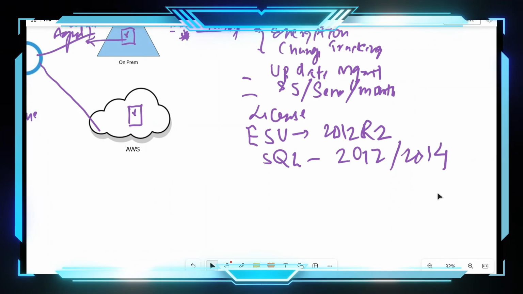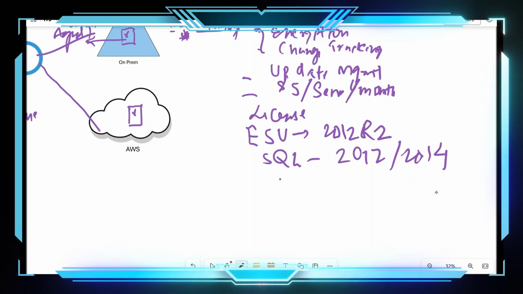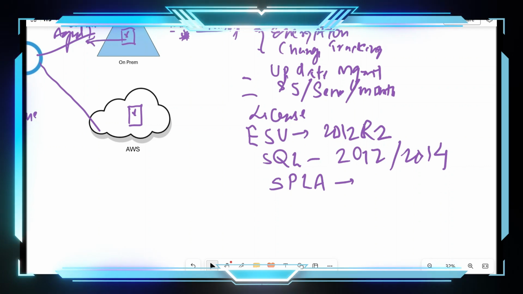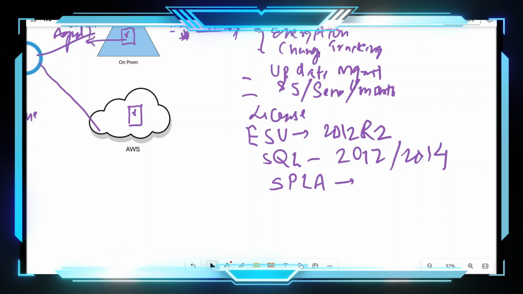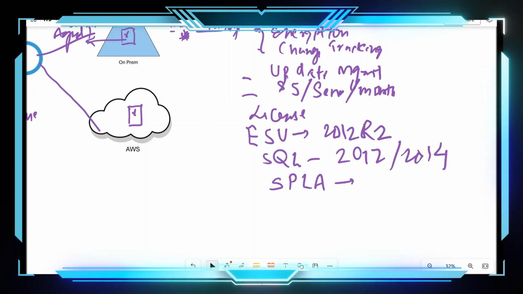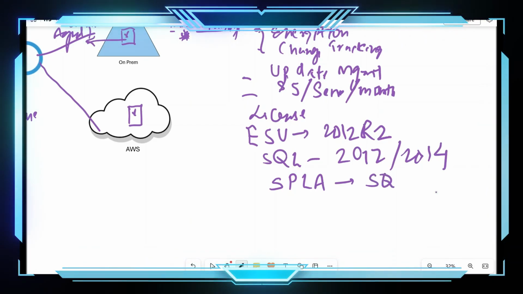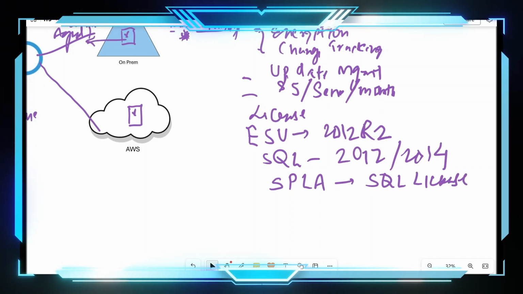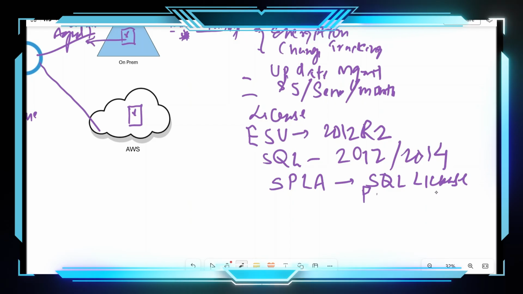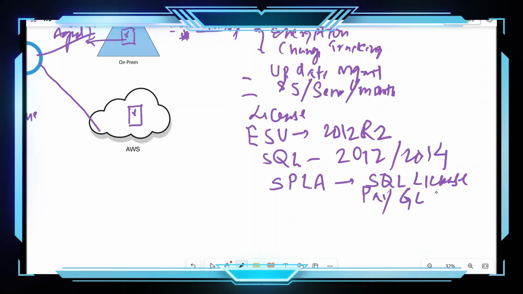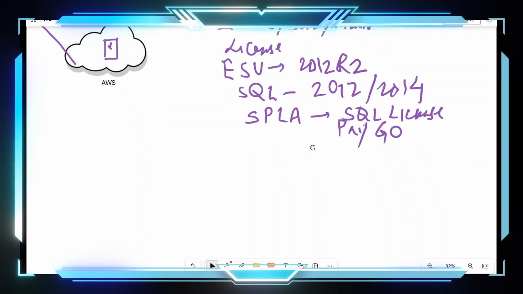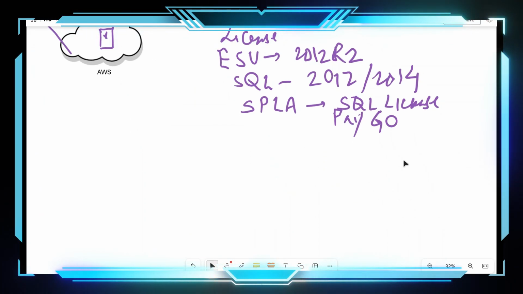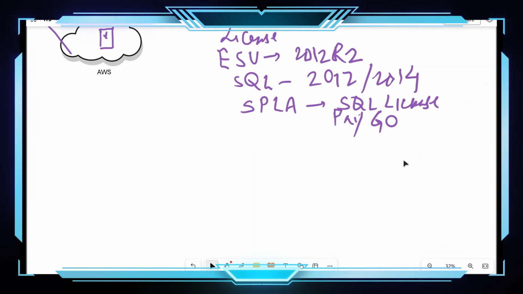Then another case scenario is that a lot of customers or service providers provide these services through SPLA, which is Service Provider License Agreement, right? Now, if you want, you can also enable SQL licensing and transition from SPLA to this pay as you go model. Now, this does not mean that SPLA is going anywhere. SPLA is going to be there at least till 2029. That's the information that we have.